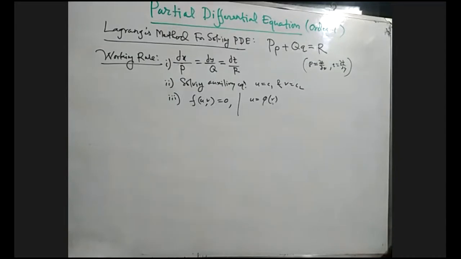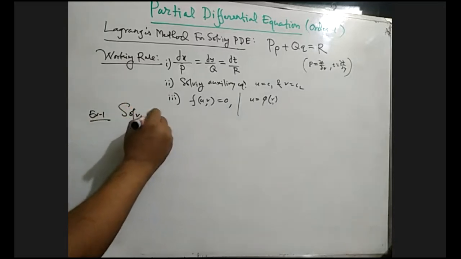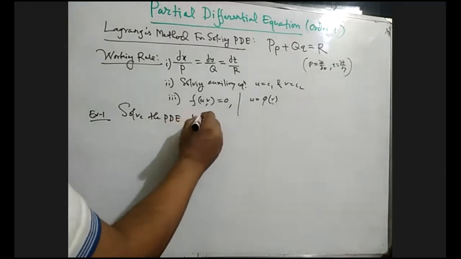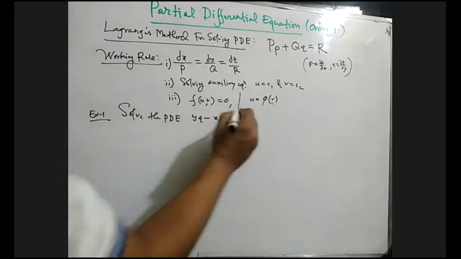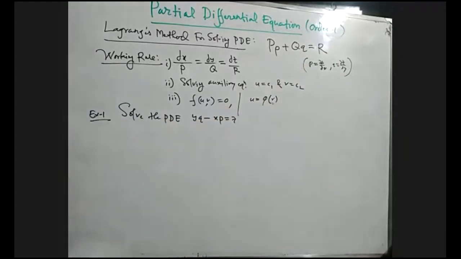Now we'll try to solve an example by using this method, that means the Lagrange method. Example 1: suppose we have to solve the partial differential equation yq minus xp equals z. Here p equals del z by del x, and q equals del z by del y.